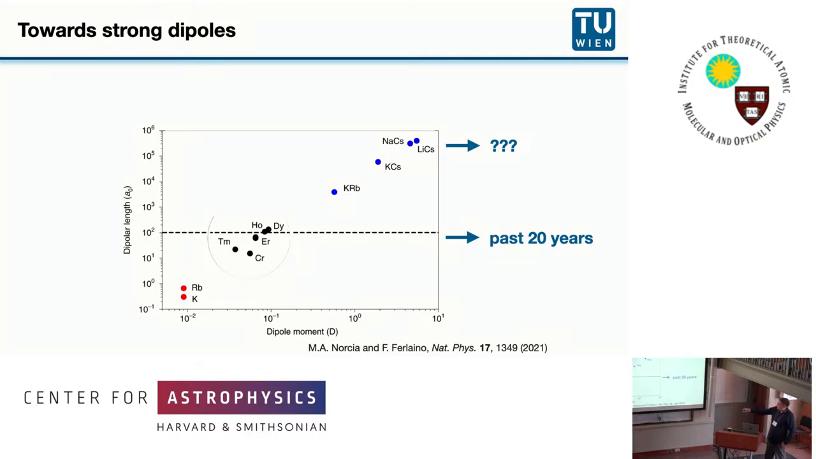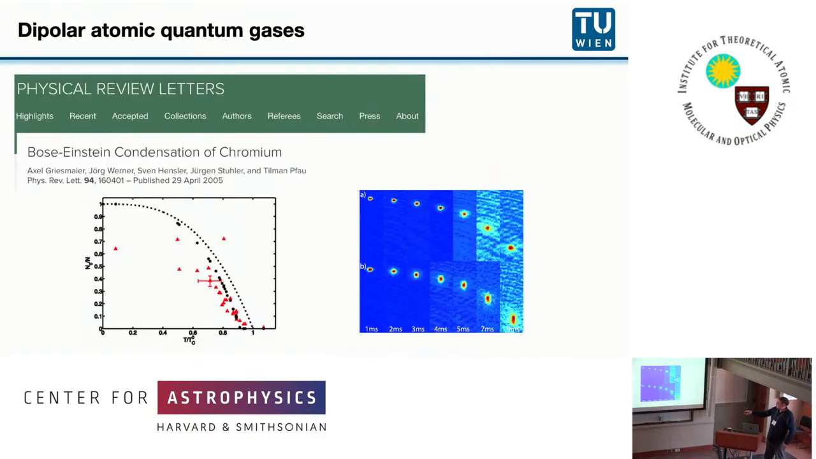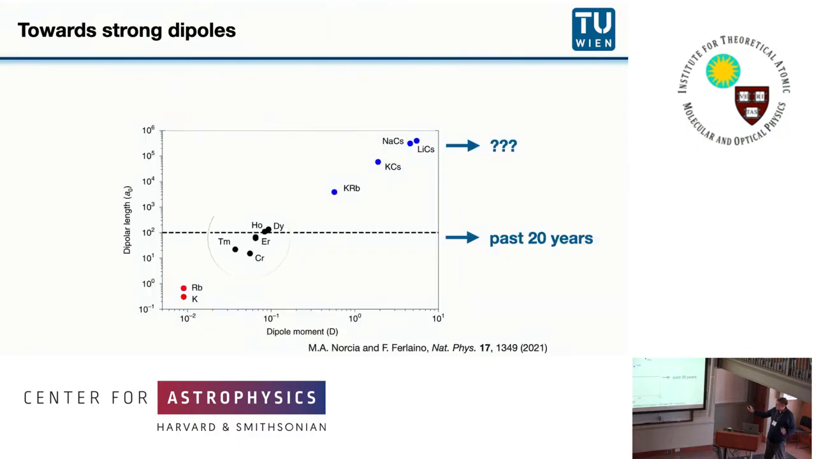So you see here the strength of the dipole interactions, or the dipolar length. Okay, so here we are, and the strength, right? Here we have our typical alkaline atoms, and as I just said, over the last 20 years, having this jump by 2 orders of magnitude has really led to a lot of interesting physics.